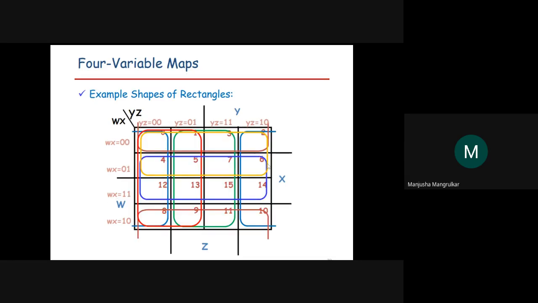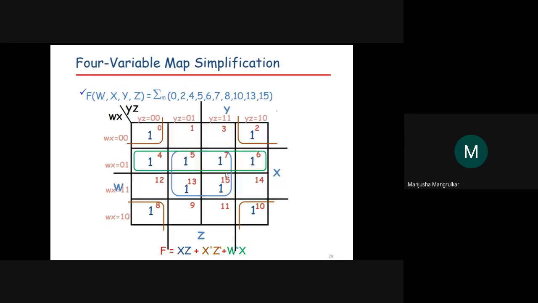This group of 8 you can also do. This in-between group you can do. This is also a group you can do. So all maximum groups you can do, as many as possible as per your value of 1 there, right? Now see the example, this W X Y Z, right?